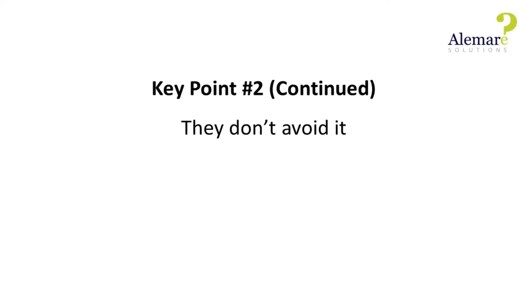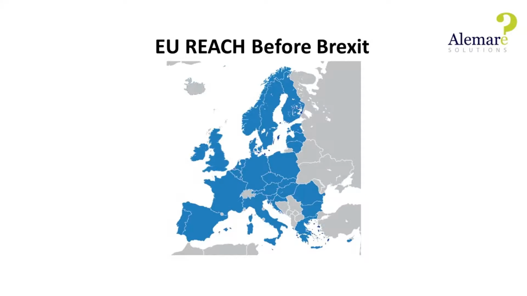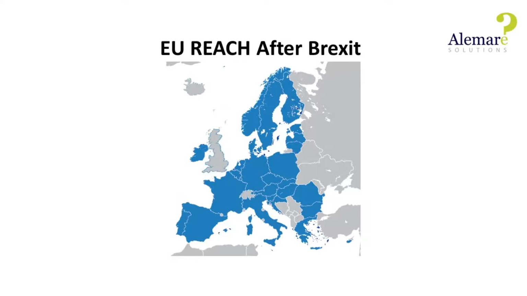They don't avoid it. Before Brexit, imports arriving in the EU were registered by the manufacturer or whoever imported them. They could then move freely across the borders, and anyone who used them was classed as a downstream user, including UK businesses that brought them across the channel. After Brexit, the UK is no longer part of the blue region, and if you're now trying to bring them across the channel into the UK, you're not a downstream user, but according to UK REACH, you are an importer with all the registration responsibilities.